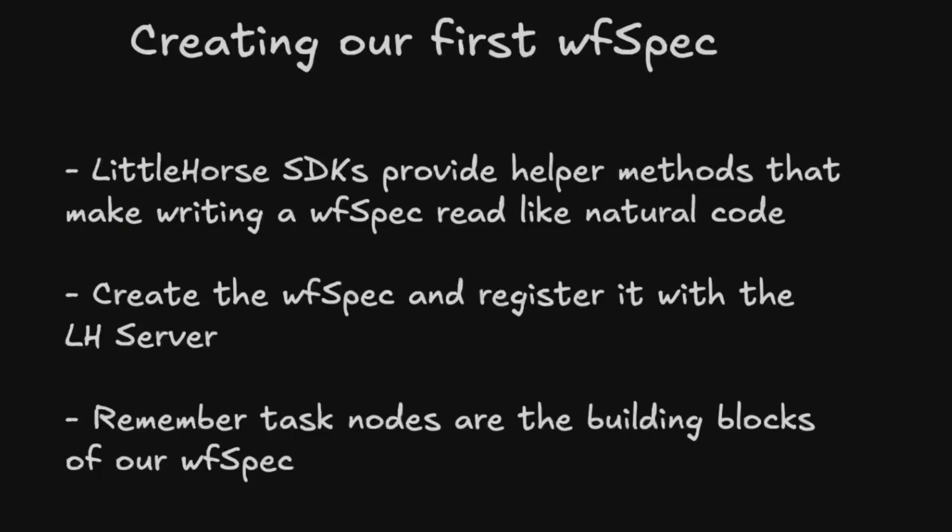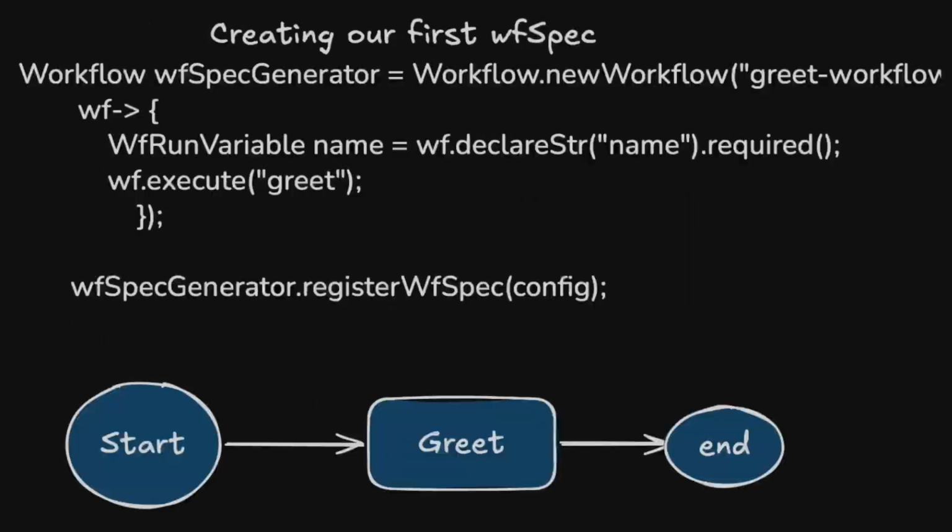There are 2 steps to creating your workflow specification. Create the workflow specification logic with the helper method, and then register the workflow specification with the LittleHorse server. The workflow specification is made up of nodes that represent steps within your workflow. The task node represents work that will be done by a machine.